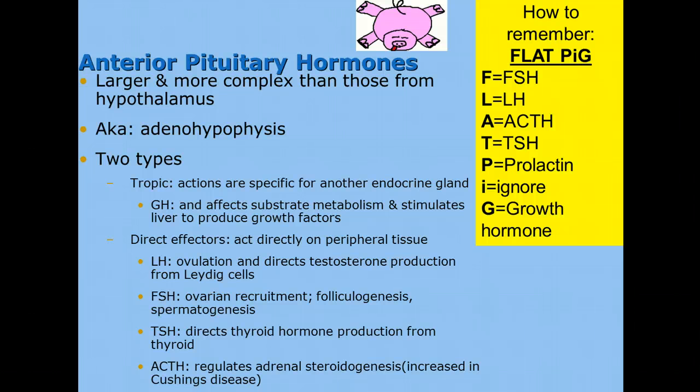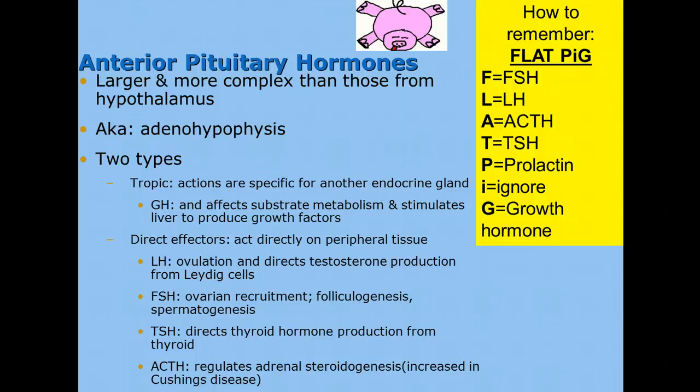So in order to memorize which ones come from the anterior pituitary, try and remember flat pig. And if you wonder how to put anterior with the flat pig, what I think about is a flat pig laying in the mud and having ants crawling on him because ants like dirt. Okay, so the anterior pituitary and flat pig.